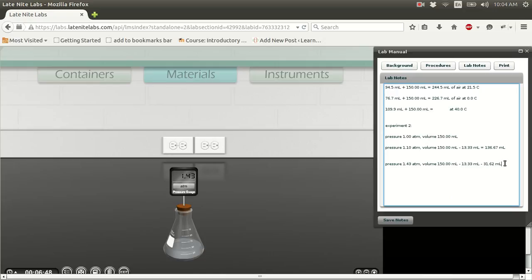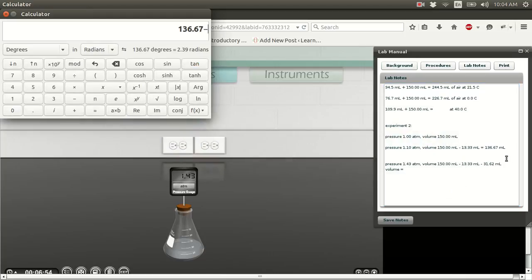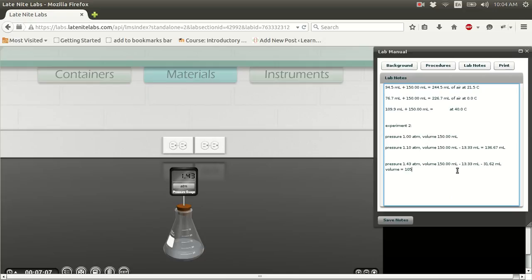That's the volume. And over here, that minus 31.62. What was that again? 150 minus 13.33 minus 31.62 is 105.05. Your numbers are going to be much easier to handle because you'll just do it 20 milliliters at a time. Mine are weird like this because I'm not doing it 20 milliliters at a time.